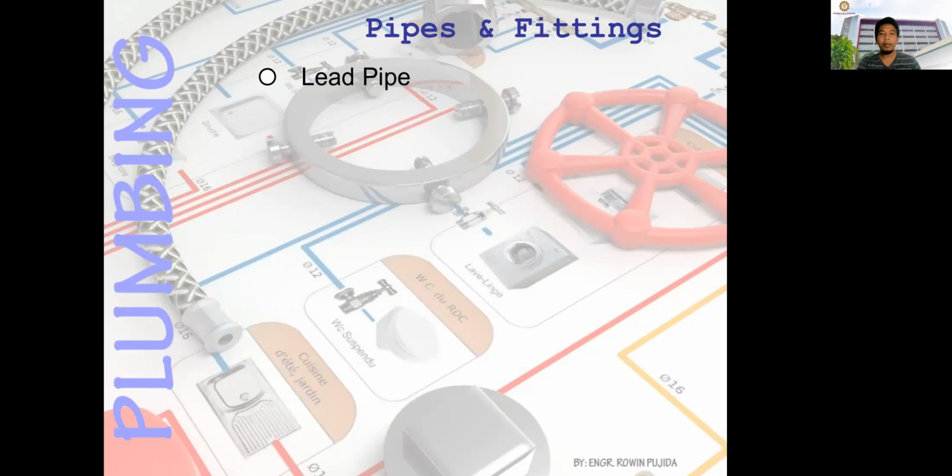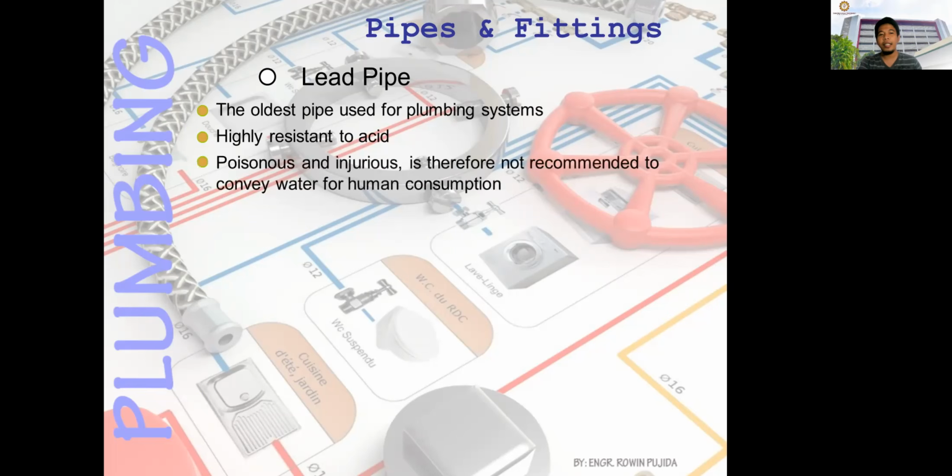Then you have lead pipes. So the oldest pipe used for plumbing system and is highly resistant to acid, poisonous and injurious. So therefore, as of today, they don't use this type of pipes. It's therefore not recommended to convey water for human consumption.